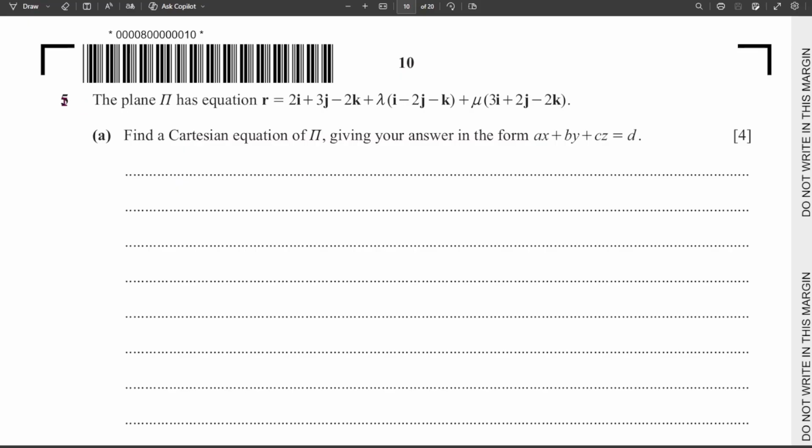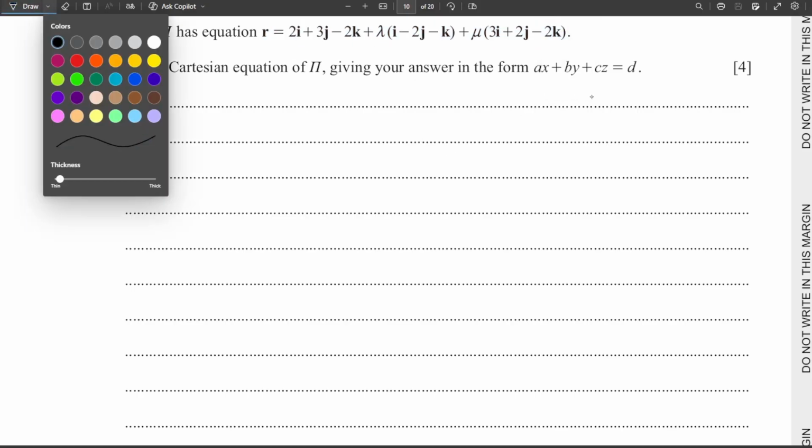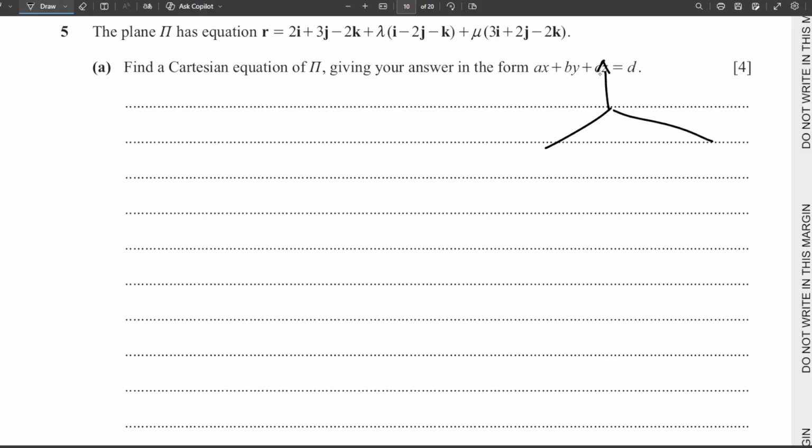So, question 5. It's a plane equation given in vector form. We want to find the Cartesian equation of pi. What this means is you have one starting vector and two direction vectors added to it. So you can try and sketch it out. I'm not going to draw it to scale or to exact measurement.